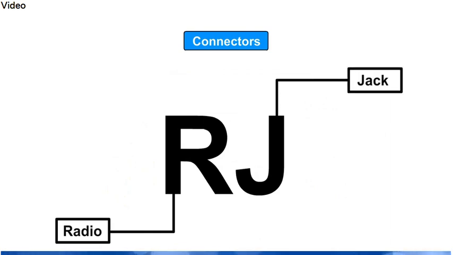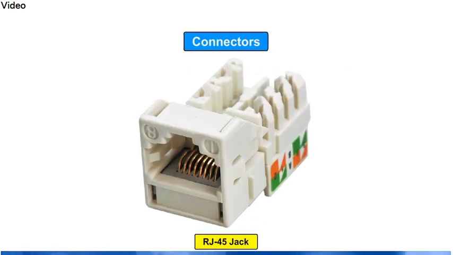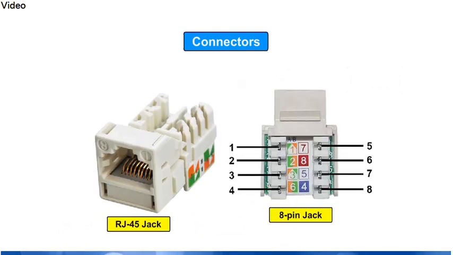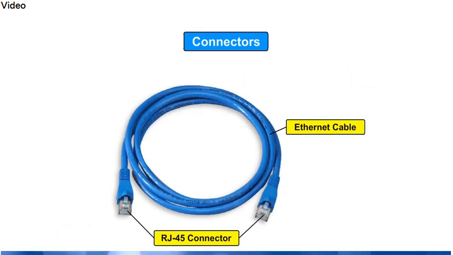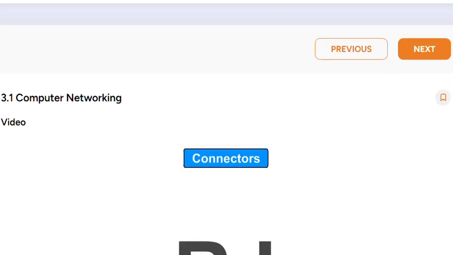RJ45 jack. RJ45 jack is 8-pin jack used to terminate Ethernet cable for connecting computers onto Ethernet-based local area networks (LAN). Here RJ stands for radio jack.